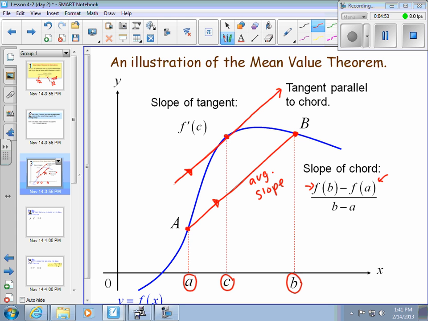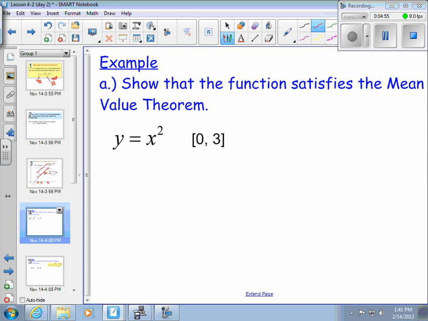The lines are parallel. All right, so in this first problem, we're going to see first if the mean value theorem applies to this function right here, y equals x squared on the interval from 0 to 3. We want to first see, does this satisfy the mean value theorem? Remember, the mean value theorem says it has to be in a closed interval. Is this a closed interval? Absolutely, the brackets mean that we're closed.